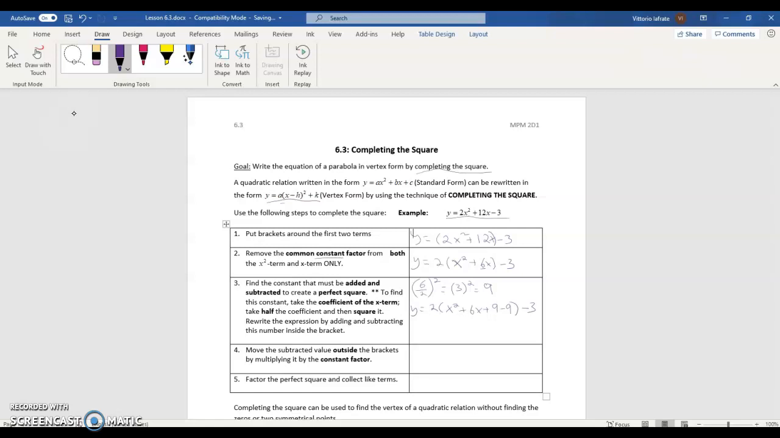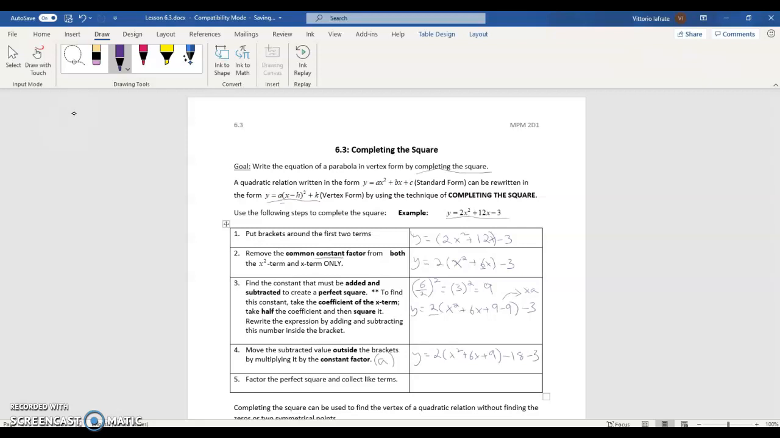What we need to do now is step 4, move the subtracted value outside the brackets by multiplying it by the constant factor. The constant factor was the one that's in the front here, which is, as you guessed it by now, your a value. So we're going to take the subtracted part here and multiply it by a and move it out. So we're going to get y is equal to 2 times x squared plus 6x plus 9. Close the bracket. Minus 9 times 2 is minus 18. And then don't forget the minus 3 there.